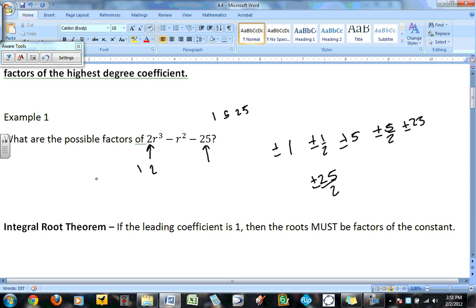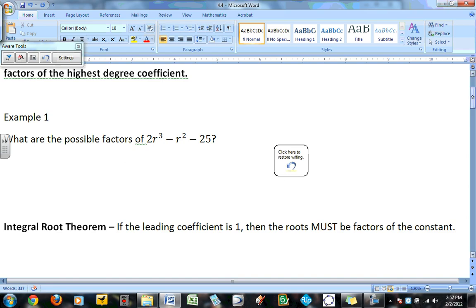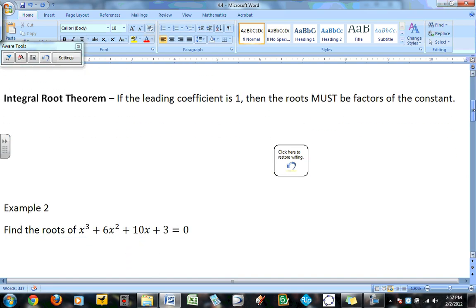And to figure out whether it's a root or not, we do synthetic division. If it's a 0, then it's going to be a root. Something that comes off that is called the integral root theorem. It says if the leading coefficient is 1, then the root must be a factor of the constant. So the leading coefficient is the number in front of the highest degree. If that is 1, the root has to be a factor of the constant. So that narrows it down quite a bit for us.